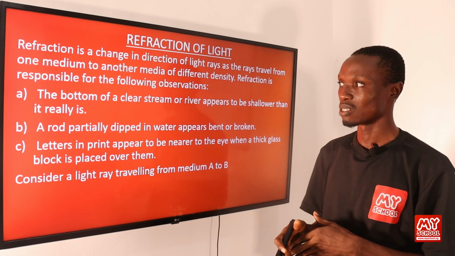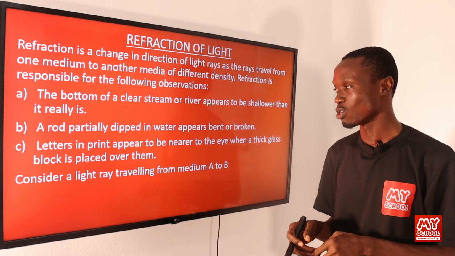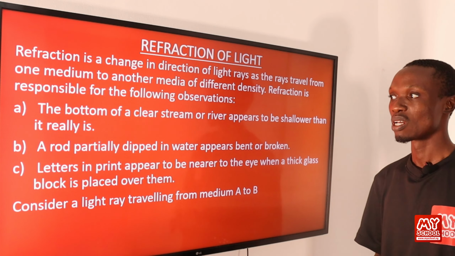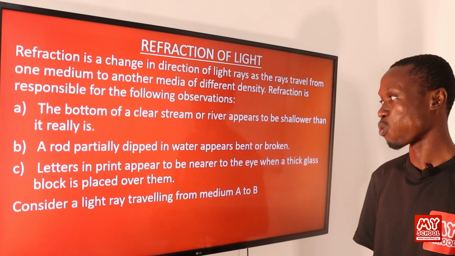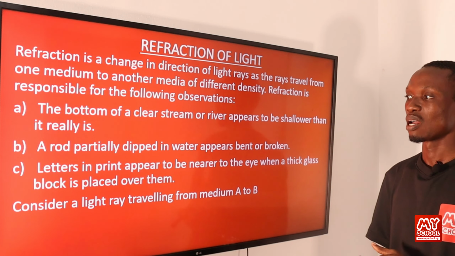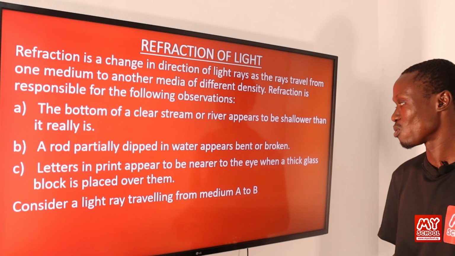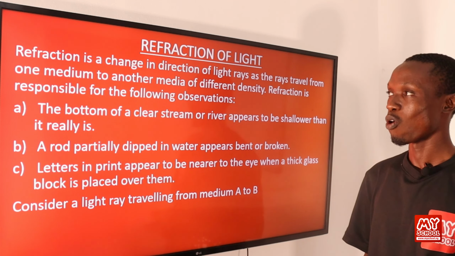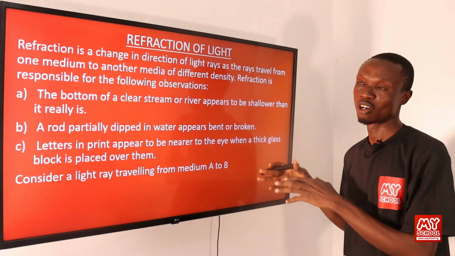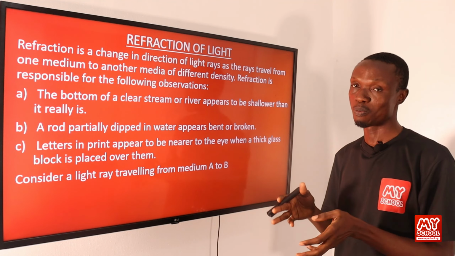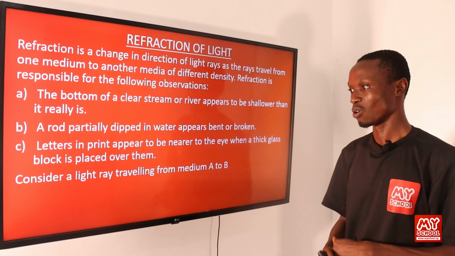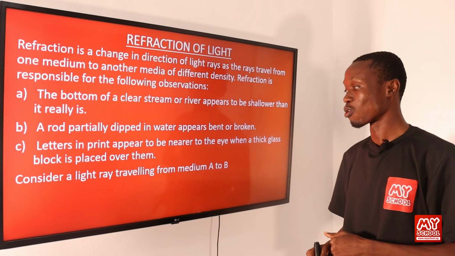One of them is that the bottom of a clear stream or river appears to be shallower than it really is. Two, a rod partially dipped in water appears bent or broken. And three, letters in print appear to be nearer to the eye when a thick glass block is placed over them. Don't forget that refraction occurs when a light ray travels from one medium to another. This could be from air to glass, or from glass to air, or from air to water. Consider a light ray traveling from medium A to B.